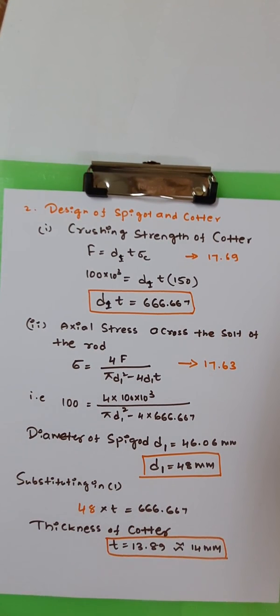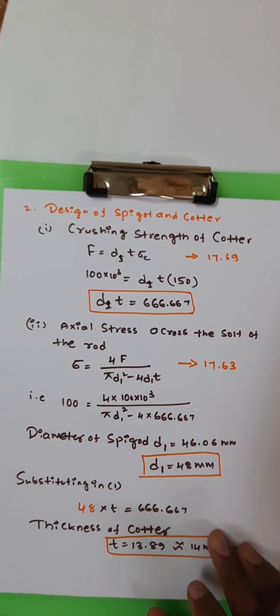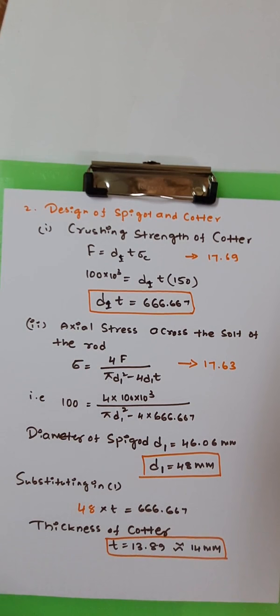Next, we need to determine the shearing strength of the cotter. By using that, we need to find out the mean width of the cotter, that is the value of b. From the design data handbook, we'll refer to equation number 17.65, and from that we'll get it. Next, what we need to find out, with respect to this design of sprocket, spigot and cotter.